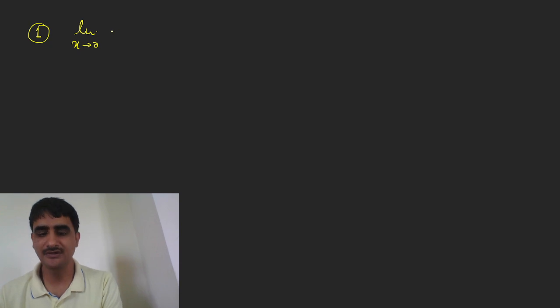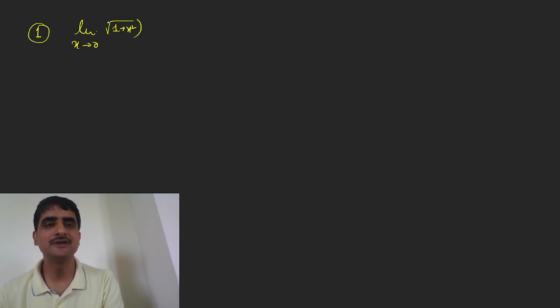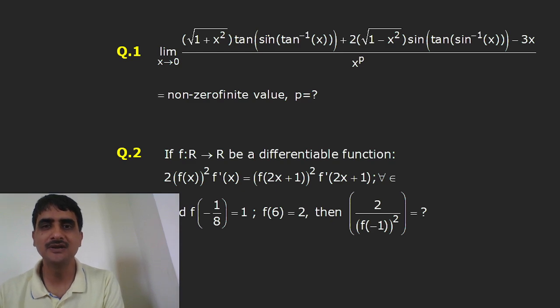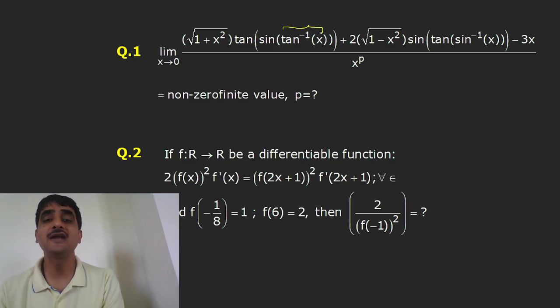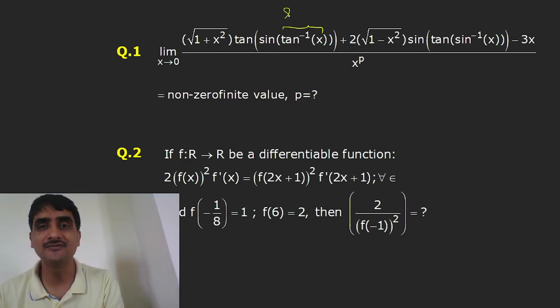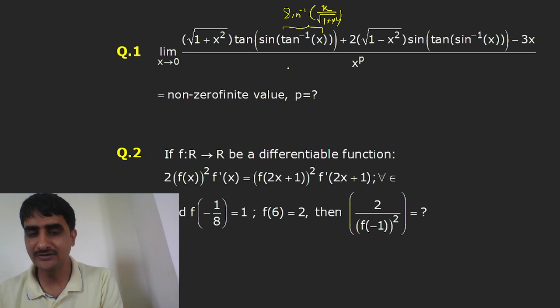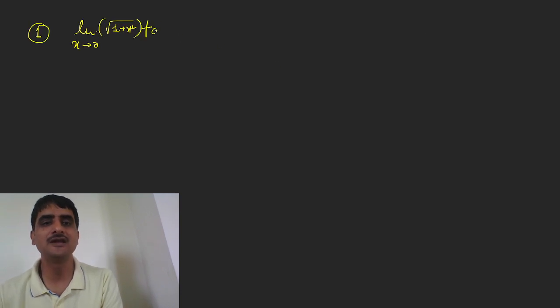limit x tends to 0, it's under root of 1 plus x square. See what the basics say. Of course, you need to express tan inverse x in terms of sine inverse, and if you write it in sine inverse, it will be sine inverse of x upon under root of 1 plus x square. So what do you get? Ultimately tan of sine inverse gets cancelled, and you have x upon under root of 1 plus x square.